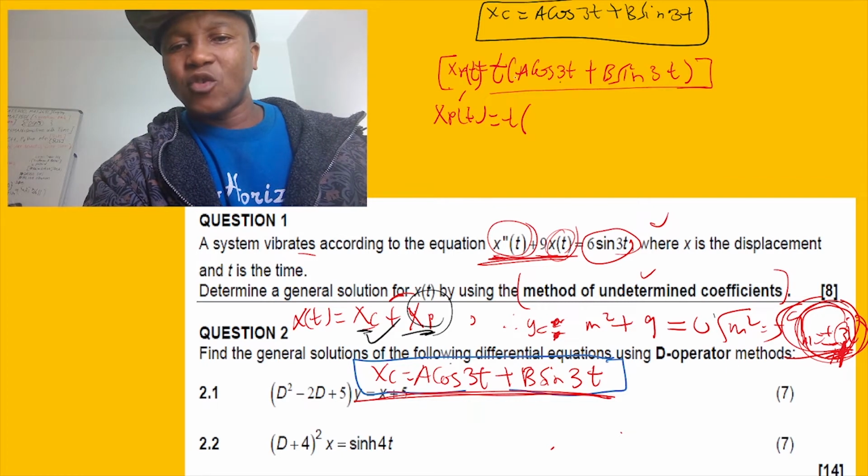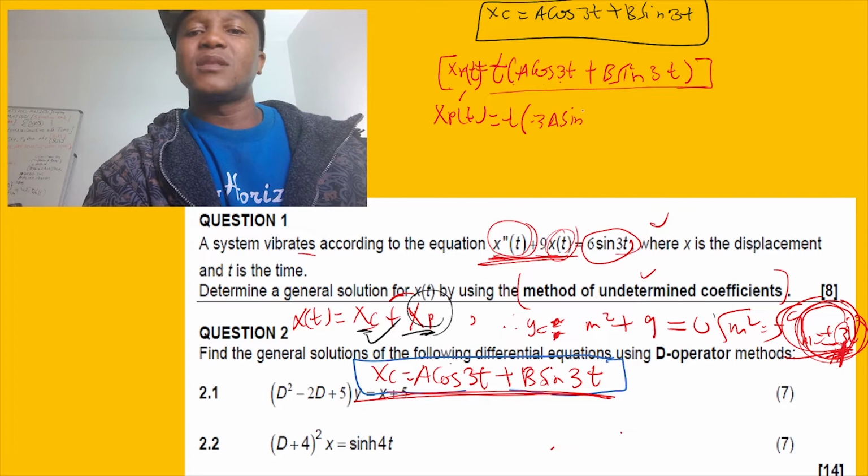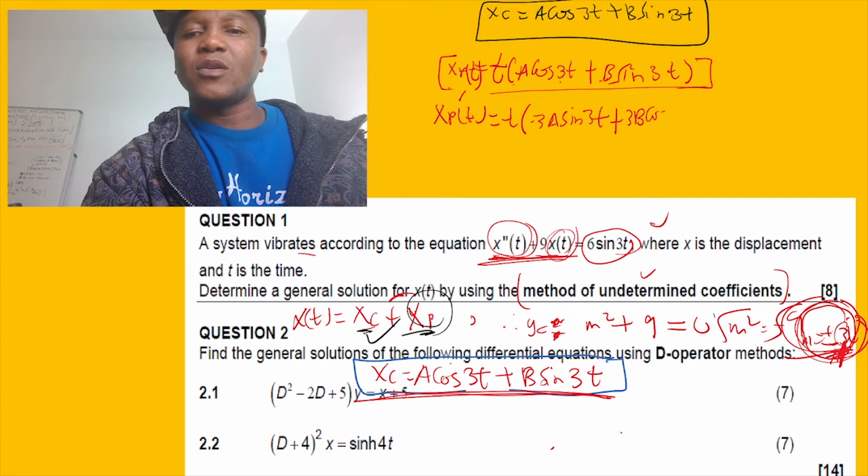Now let me differentiate that one. This is going to be negative 3a sine 3t, plus 3b cos 3t. So I'm done with it.